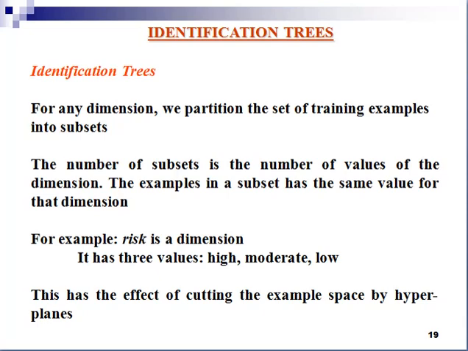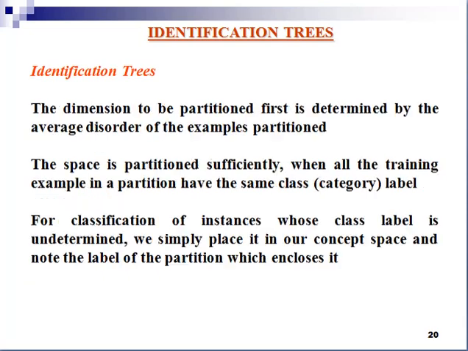The examples in a subset have the same value for that dimension. For example, risk is a dimension and it can have three possible values. Risk can be high, risk can be moderate, or we can also have low risk. This has the effect of cutting the example space by hyperplanes.